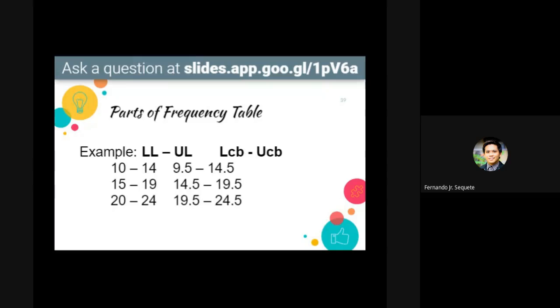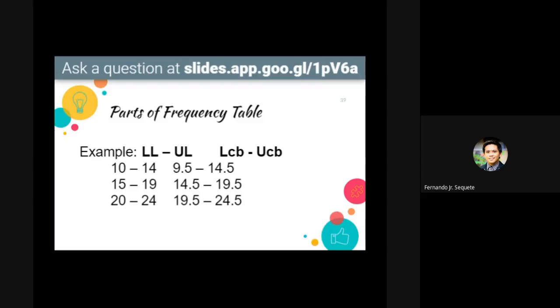Now, according to the rule, we add 0.5 to our upper limit. Therefore, instead of 14, we got 14.5. Instead of 19, we got 19.5. Instead of 24, we got 24.5. Clear? Yes, sir.